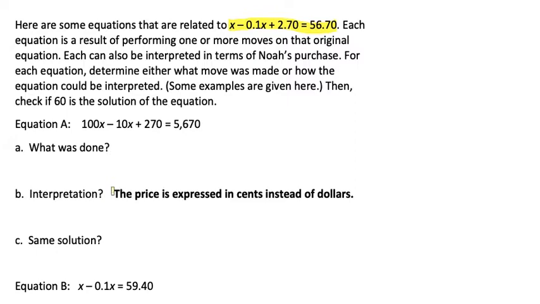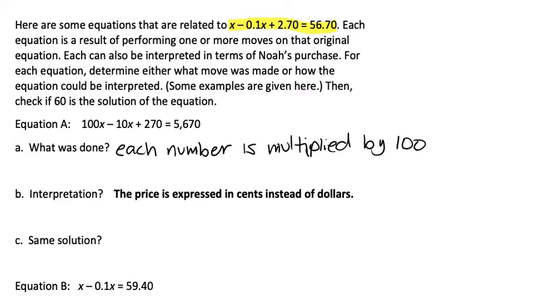Then check if 60 is the solution of the equation. So equation A is 100x minus 10x plus 270 equals 5,670. What was done? Well, if I compare this equation to my original equation, I see that each number has been multiplied by 100. And that's each number on both sides of the equation.